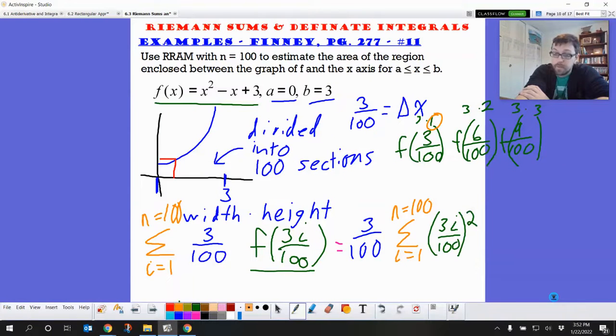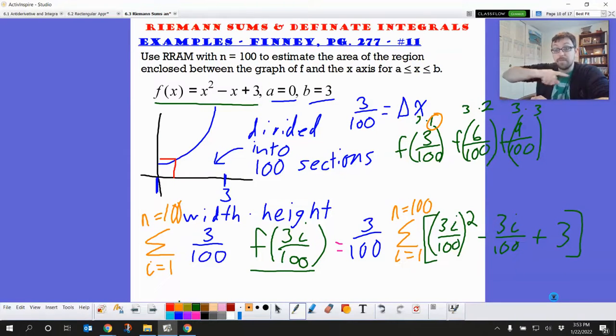I'm really nervous I'm making a mistake, so I'm just trying to keep an eye on my key. So 3i over 100 plus just a 3. So all of that is being added. So it's got 1 in all those spots, and then 2 in all those spots, and then 3 in all those spots. But we're not going to calculate all of those.